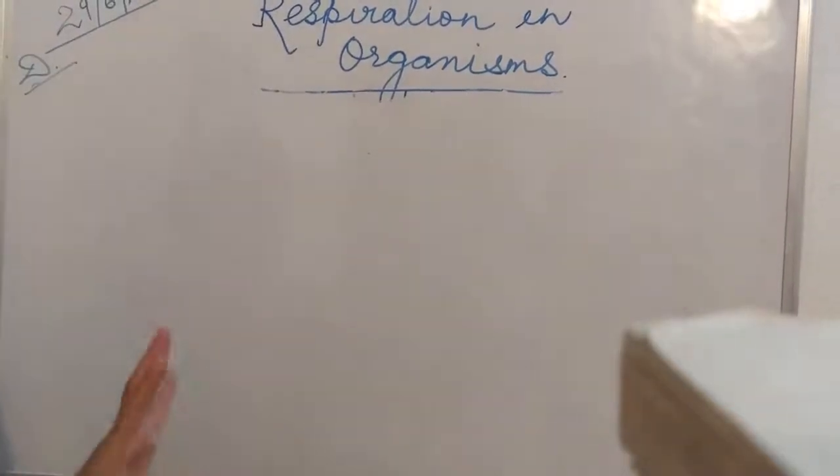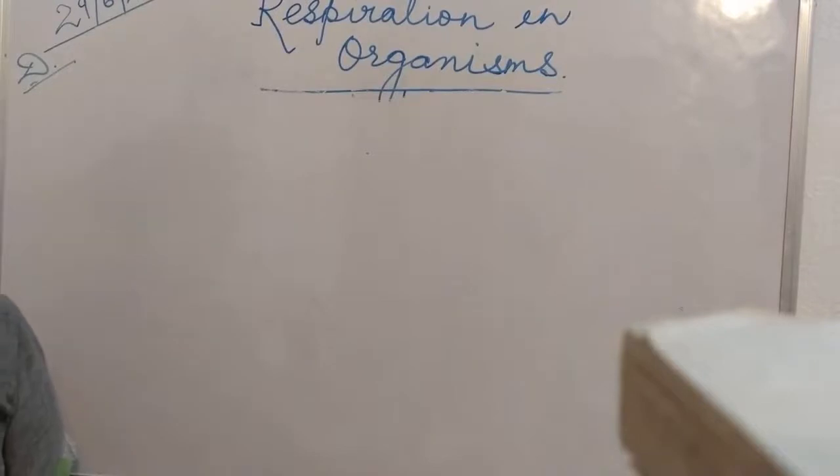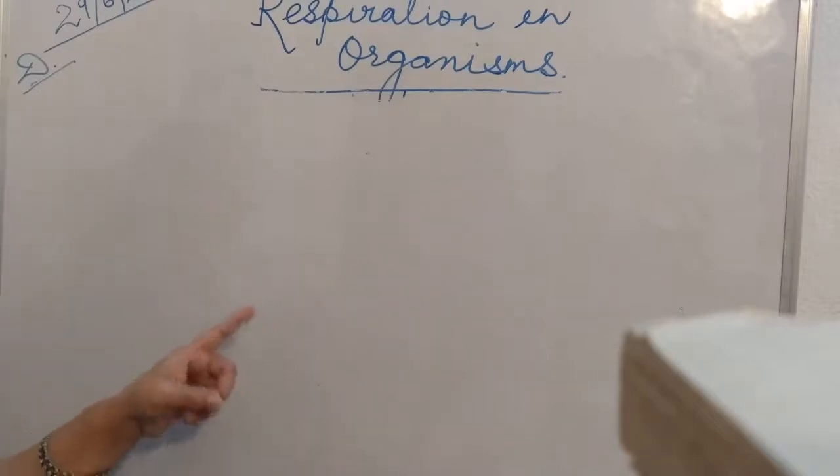Now, question number 1 of E part is, why do we get muscle cramps after heavy exercise? Because of the deposition of lactic acid. You can write that anaerobic respiration takes place in human muscles, but it accumulates lactic acid in them, which causes muscle cramps. That is due to the deposition of lactic acid in our muscles, we get muscle cramps during or after heavy exercise.